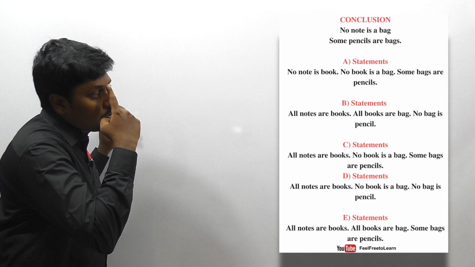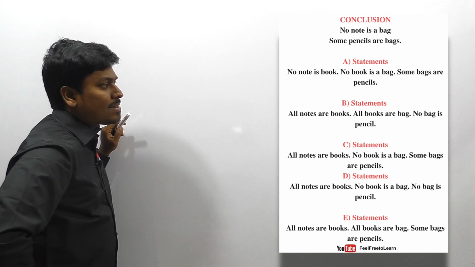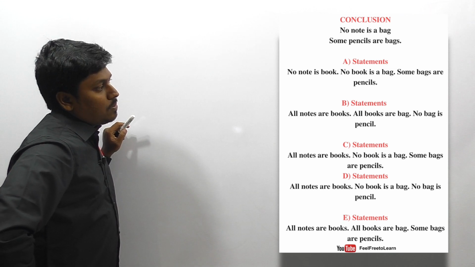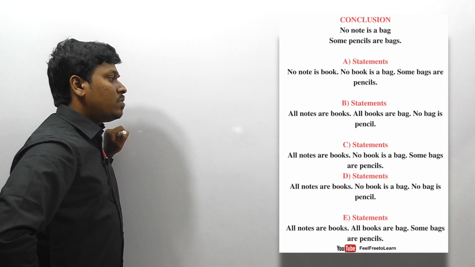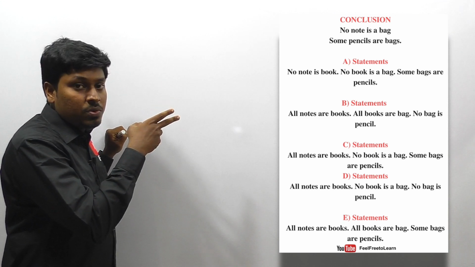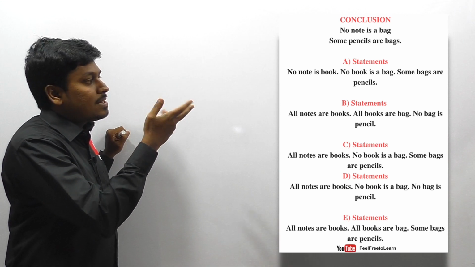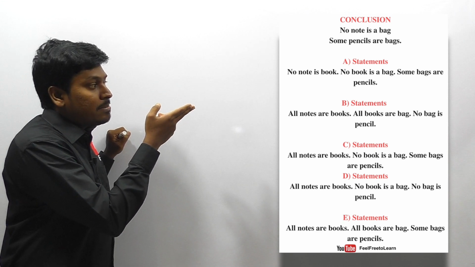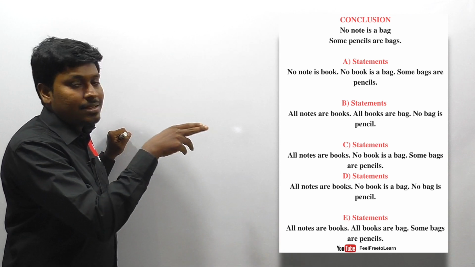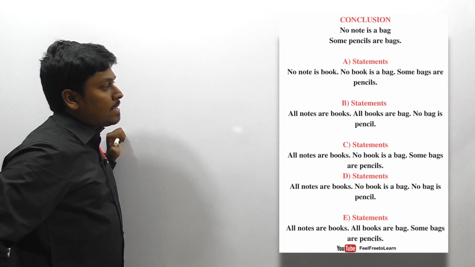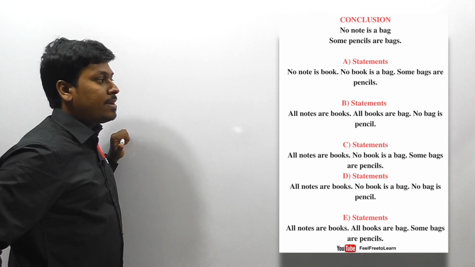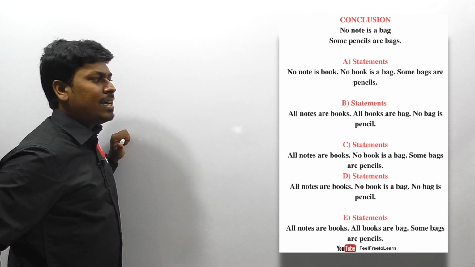So the first statement is: no note is book, no book is bag, and some bags are pencil. Okay, I think we can't eliminate statement number 1, right? Okay, let me move on to statement number 2. All notes are book, all books are bag, no bag is pencil. Friends, listen here, conclusion 2 says some bags are pencil, right? Some pencils are bag or some bags should be pencil. But here statement number 2, which is option B, says no bag is pencil. So we can definitely say that option B is eliminated, right? And statement C is: all notes are book, no book is bag, some bags are pencil. Okay, some bags are pencil. Statement number 3 can be an answer.